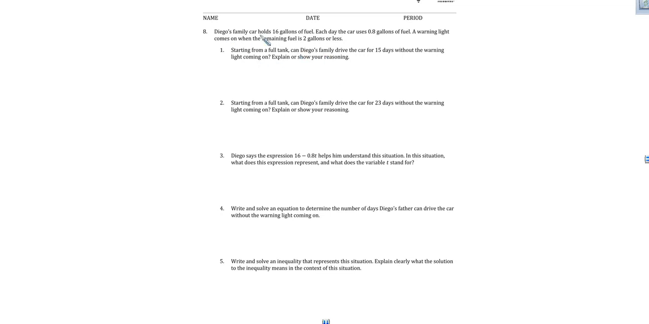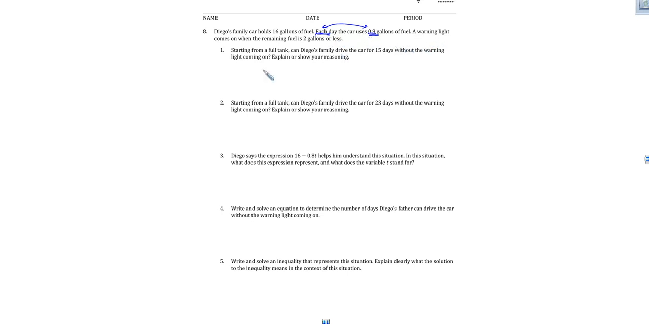So we're looking at Diego's family car. It can hold 16 gallons of fuel. So that's kind of how much fuel that you begin with. Every day that they drive it, they use 8/10 of a gallon of fuel. So each is your keyword there, which tells you you're going to have a 0.8 multiplied by a variable, right? There's your each and multiplier.